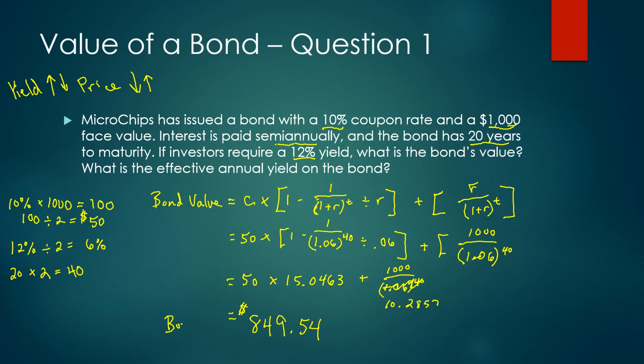That's the bond value. So what that says is that if investors require a 12% yield, they would be willing to spend $849.54 on a $1,000 bond with a 10% coupon rate that matures in 20 years. Okay. All right.